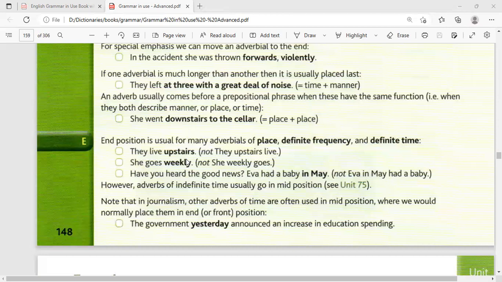Have you heard the good news? Eva had a baby in May. So here we say Eva had a baby in May. We put it at the end. We cannot say Eva in May had a baby.